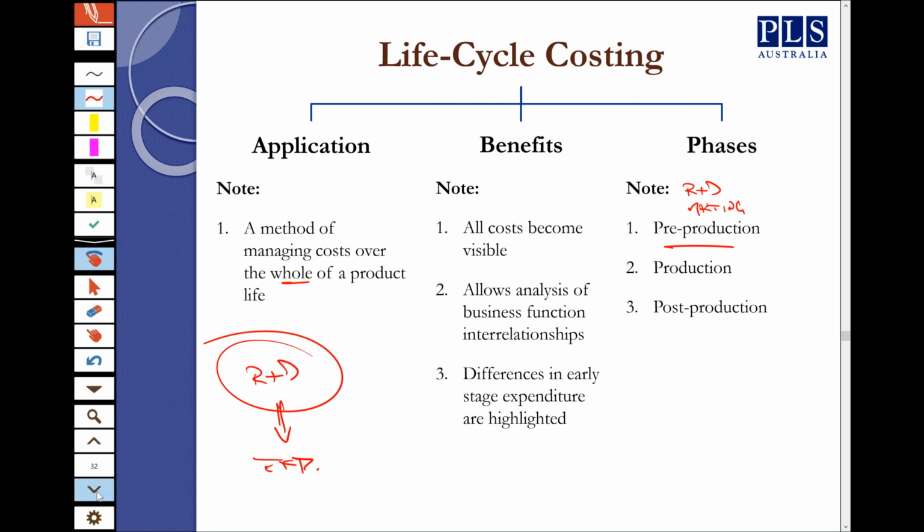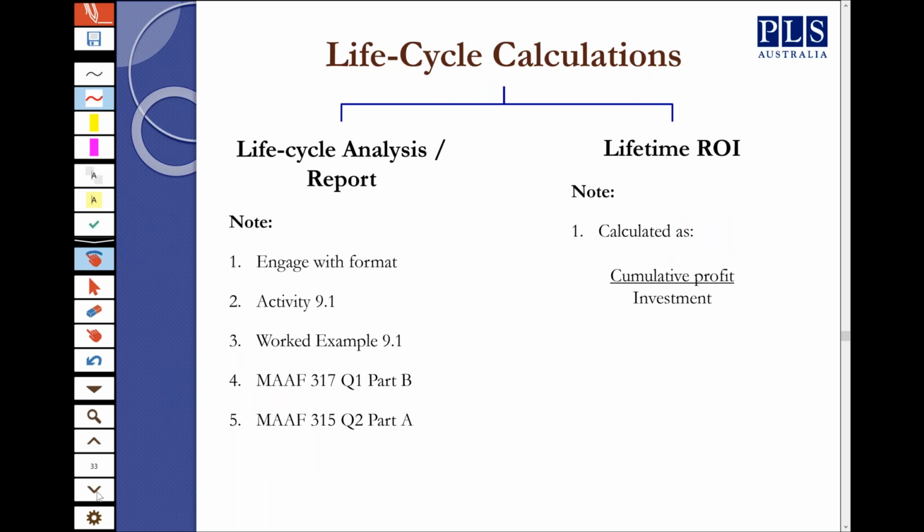So as I build this through, note with respect to your life cycle calculations, the Institute seems to have an expectation that you can engage with the format that they have presented in Activity 9.1 and Worked Example 9.1, both comprehensive by the fact that you are comparing 2 alternatives. So there's 2 alternative scenarios. You're doing calculations, seeing which one across the time frame gives you the better outcome.